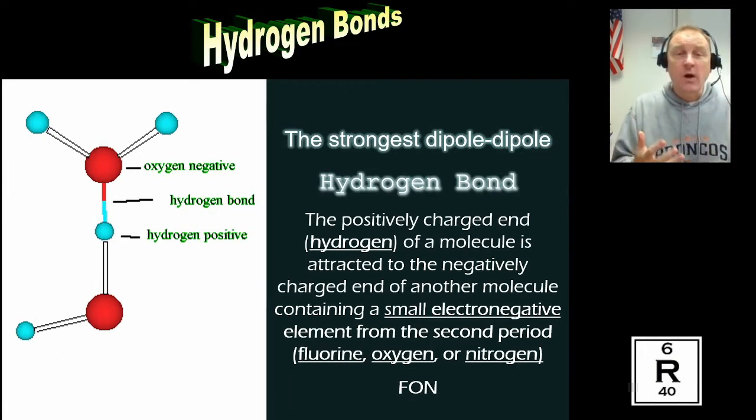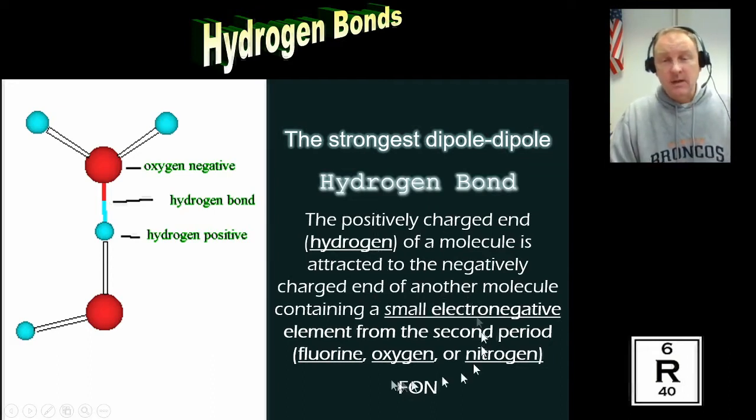If you heat up water, if you add more energy to it, the molecules can vibrate fast enough that this hydrogen bond gets overcome, and then water will become steam. It'll evaporate.